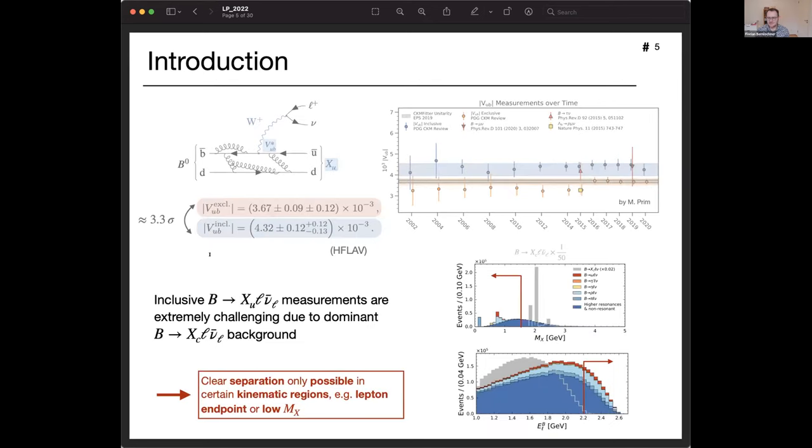These measurements, though, are typically quite challenging because one has a lot of background from B to X_c l nu decays that has to be suppressed. And typically, a clean separation of B to X_u l nu and B to X_c l nu is only possible in extreme kinematic regions like the lepton endpoint or low M_X, because a b to c transition cannot be producing an M_X that is lower than a D meson, for instance.